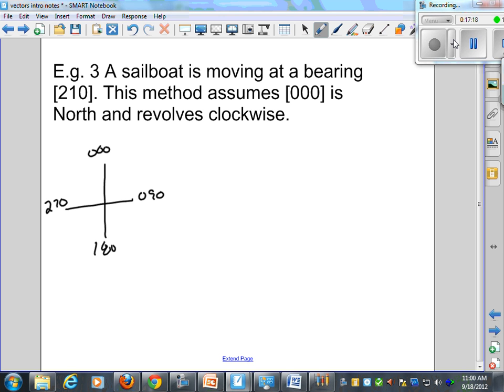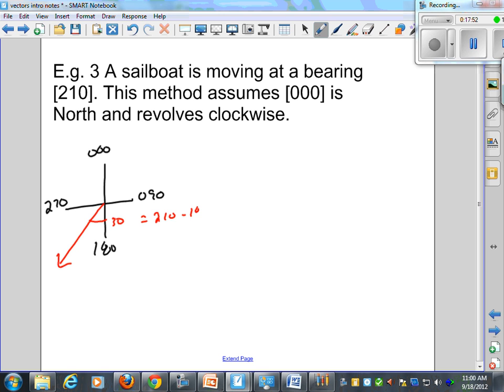Okay, so what would be 210? Which way would 210 be? Well, obviously it's got to be between 180 and 270, right? So it would be down there. And Nick, if the red arrow is at a bearing of 210, what angle would that be between the south and the vector? How'd you get 30? Exactly.